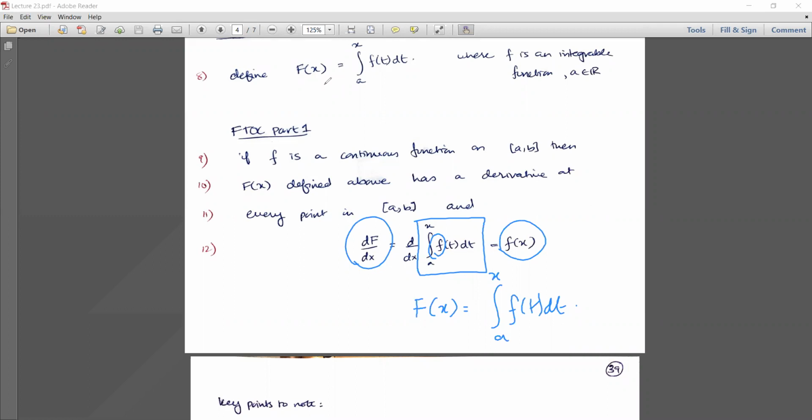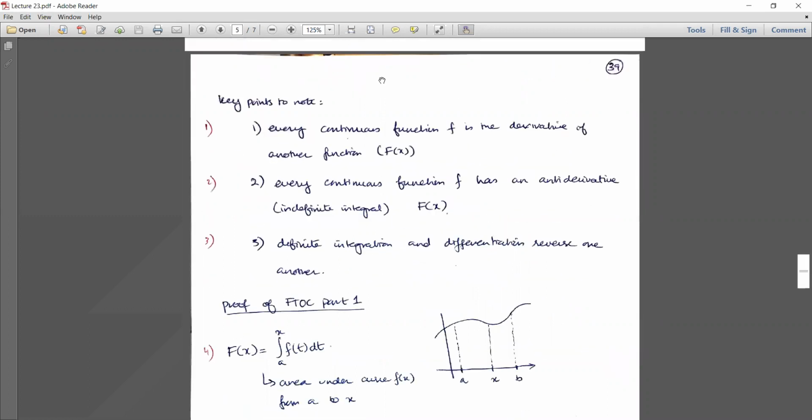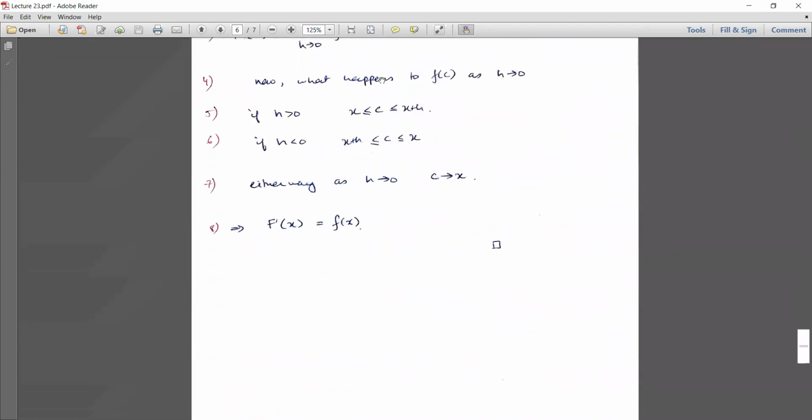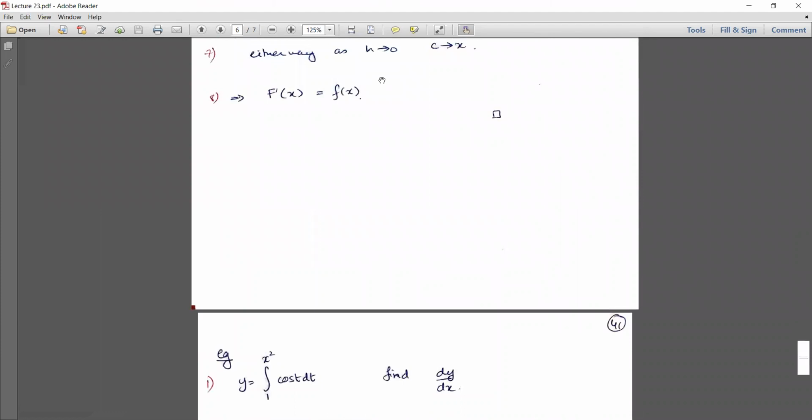So let's do some examples of applying the fundamental theorem part one. If I want to differentiate this function, y is the integral from 1 to x squared of cos t dt. You see how this is a function of x. If I integrate cos t with respect to t and apply the limits of integration 1 to x squared, this would give me a function of x. Now, if I want to differentiate dy by dx, what do you think I should get?